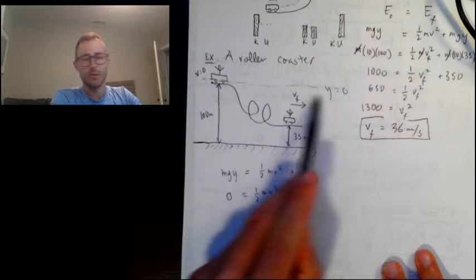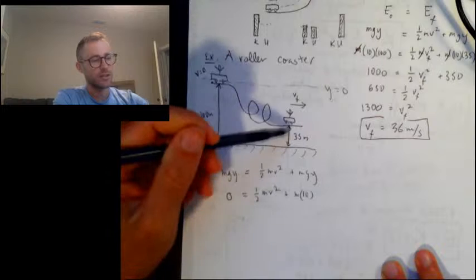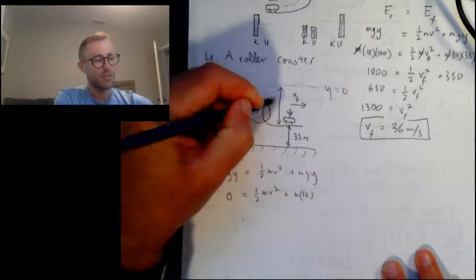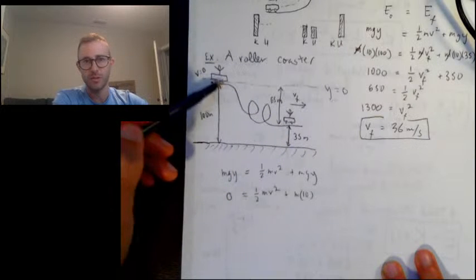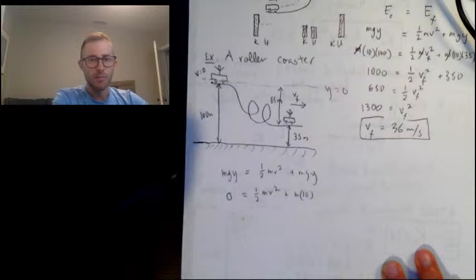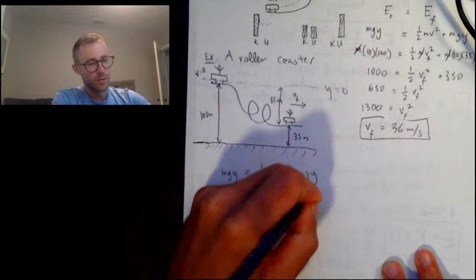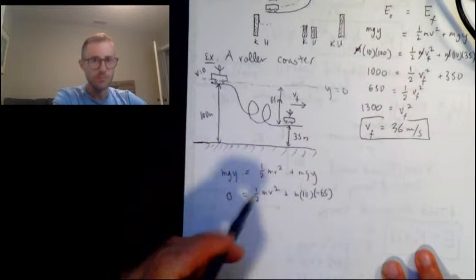If we choose y equals 0 to be right here, well, because we knew this distance is 100 and that distance is 35, that right there must be 65 meters, right? Because 35 plus 65 would get you up to the top. But we're 65 meters below y equals 0. So our final y value is -65.